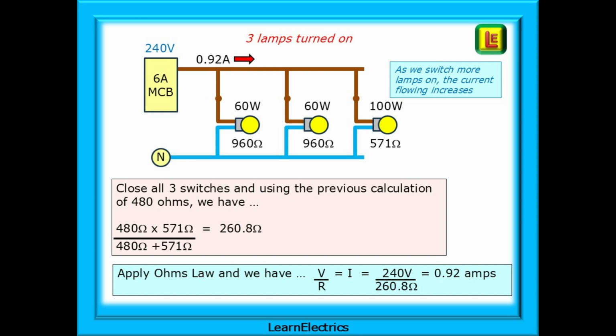Close all three switches and, using the previous calculation, we have 480 ohms for the two 60 watt lamps together in parallel with the 571 ohms for the 100 watt lamp. Our answer, the effective resistance, is 260.8 ohms. Applying Ohm's law to the answer, we have a current flow of 0.92 amps, just less than 1 amp.